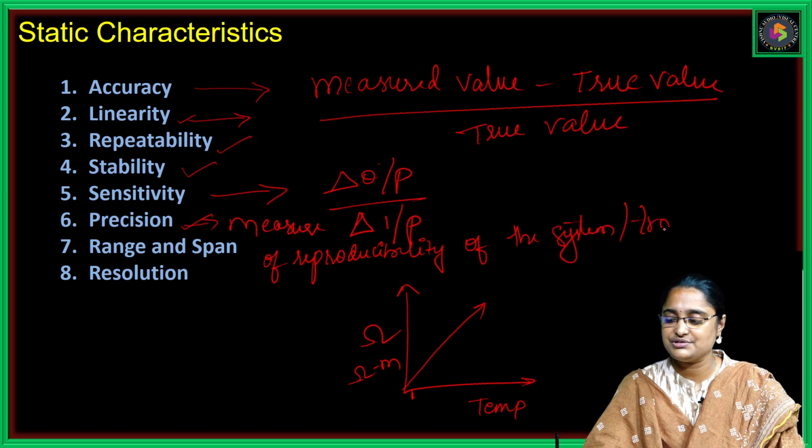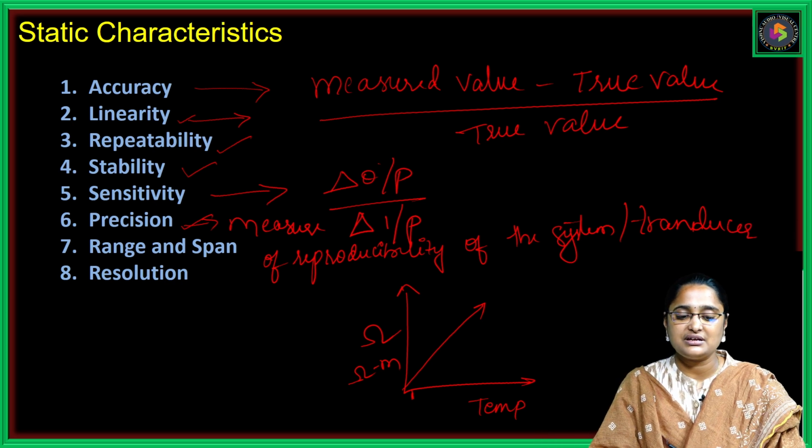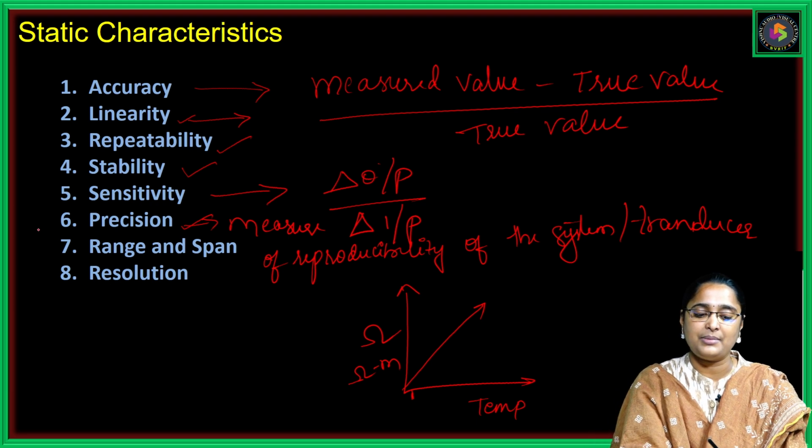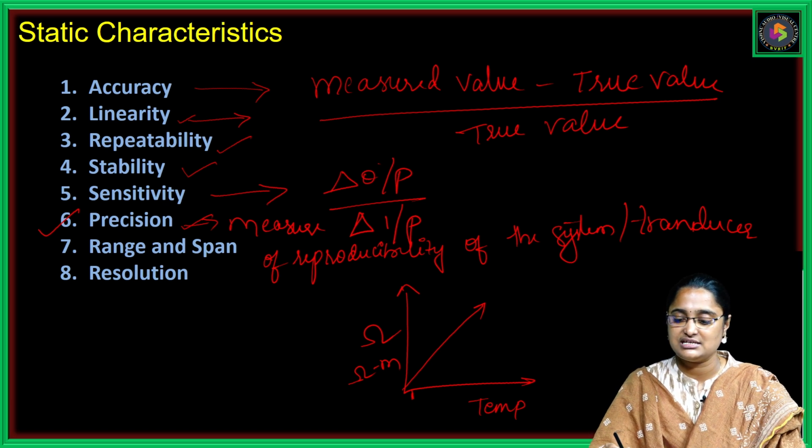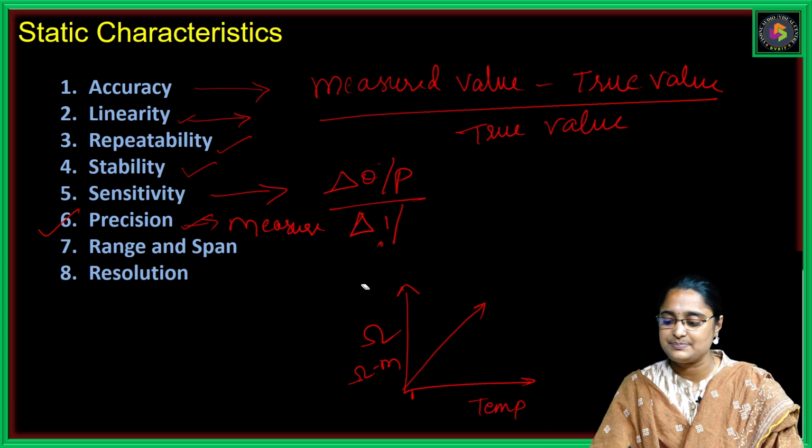Or transducer. So under the same condition, I said repeatability means it should give you the same output. So precision is the degree of closeness to the repeatability that is found in that instrument. Now we'll see what is range and what is span.